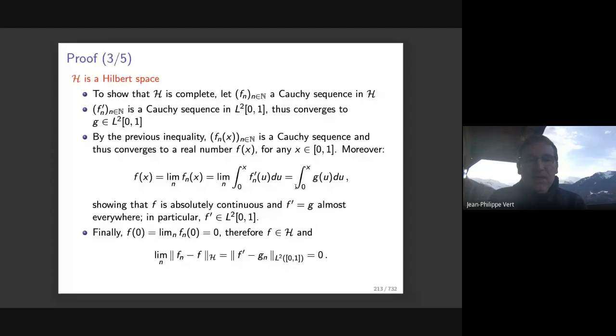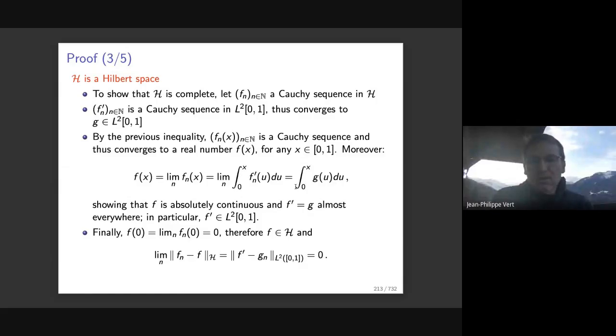And so this defines a function f of x as the pointwise limit of f n of x. And now, because we know that f n of x is equal to the integral between 0 and x of f n prime of u, we can take the limit of this thing. And because the limit of f n prime in L2 is equal to g, you can take the limit under the integral to obtain that f of x is equal to the integral between 0 and x of the function class g of u du.